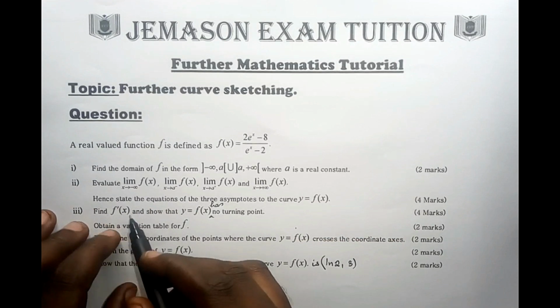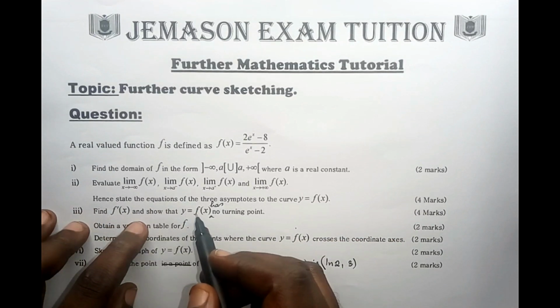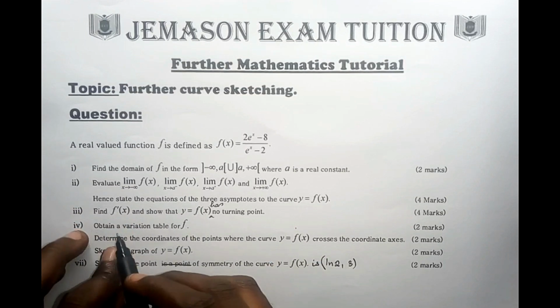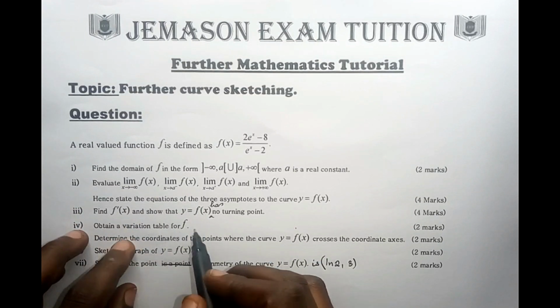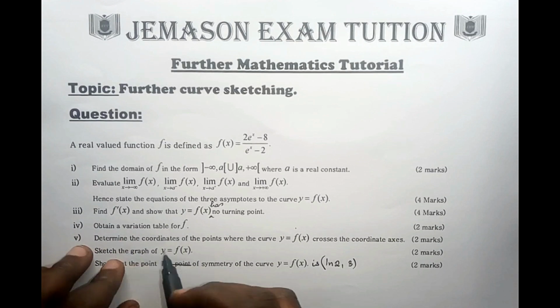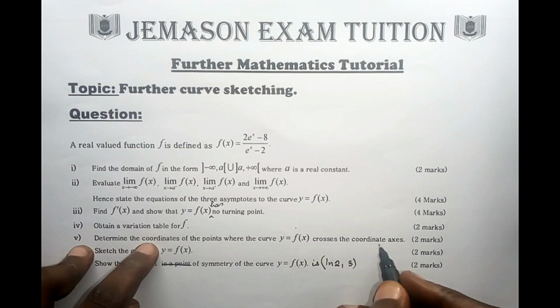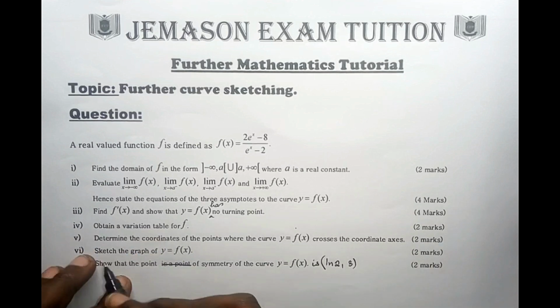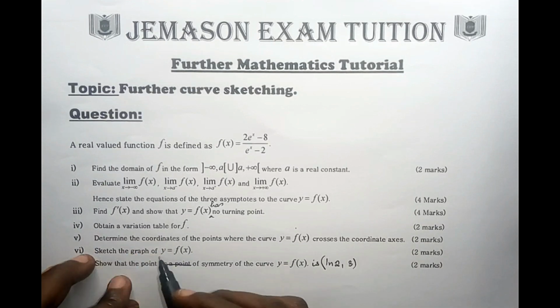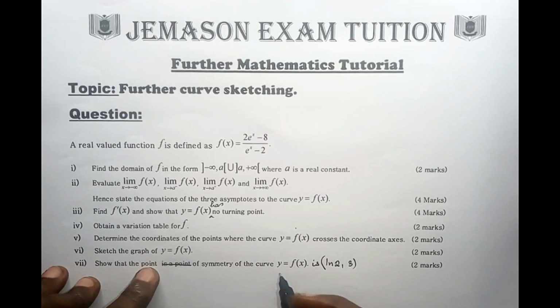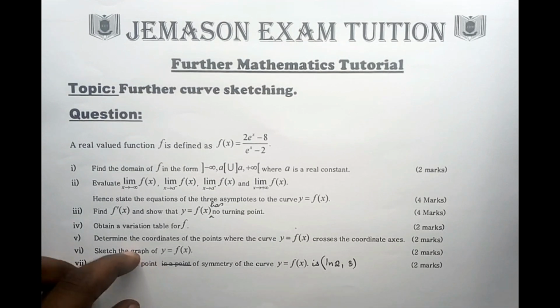Roman 3, find f prime of x and show that y equals f of x has no turning point. Roman 4, obtain a variation table for f. Roman 5, determine the coordinates of the points where the curve y equals f of x crosses the coordinate axis. Roman 6, sketch the graph of y equals f of x. Roman 7, show that the point of symmetry of the curve y equals f of x is line 2, 3.